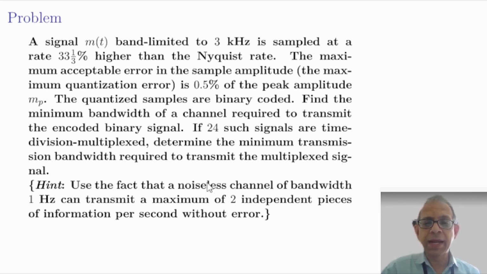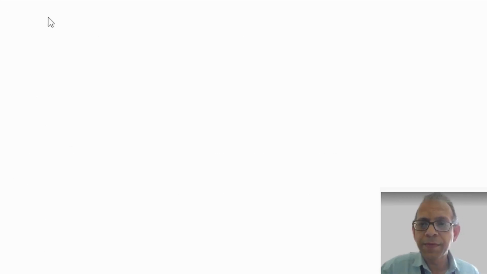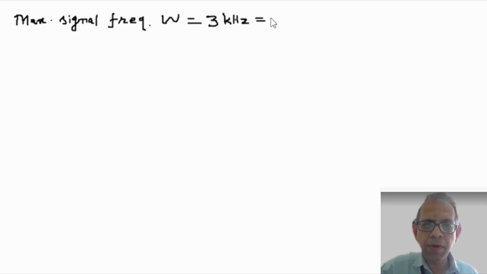Use the fact that a noiseless channel of bandwidth 1 Hz can transmit a maximum of 2 independent pieces of information per second without error. Let us solve this problem. What is given in the problem is a signal m(t) band limited to 3 kHz. That is, the maximum frequency of the signal is 3 kHz. So W, the maximum signal frequency, is equal to 3 kHz or 3000 Hz.